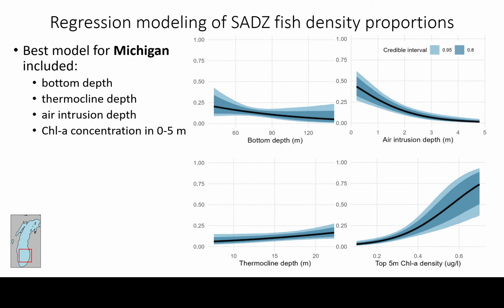In Lake Michigan, they also found a similar effect of bottom depth and top 5 meter chlorophyll A density. However, they also found a significant effect of air intrusion depth, and then thermocline depth had a weaker but still significant effect.